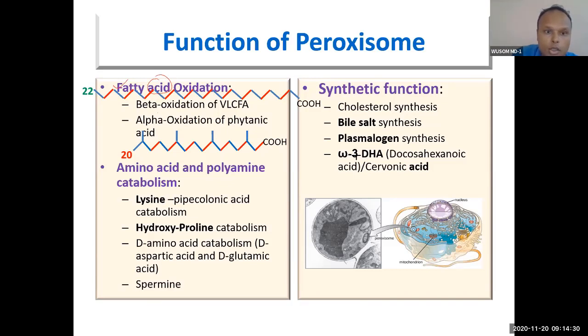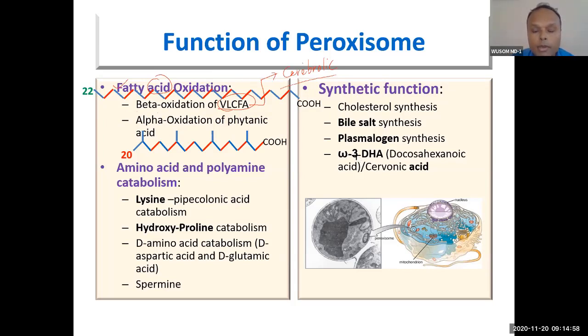Beta oxidation of very long chain fatty acid means the fatty acid above 22 carbon. I told you it is involved in degradation of myelin. Myelin has cerebronic acid, so it is very important for nervous tissue. This peroxisome is very important for nervous tissue. That is why peroxisome number is very high in nerve tissues.